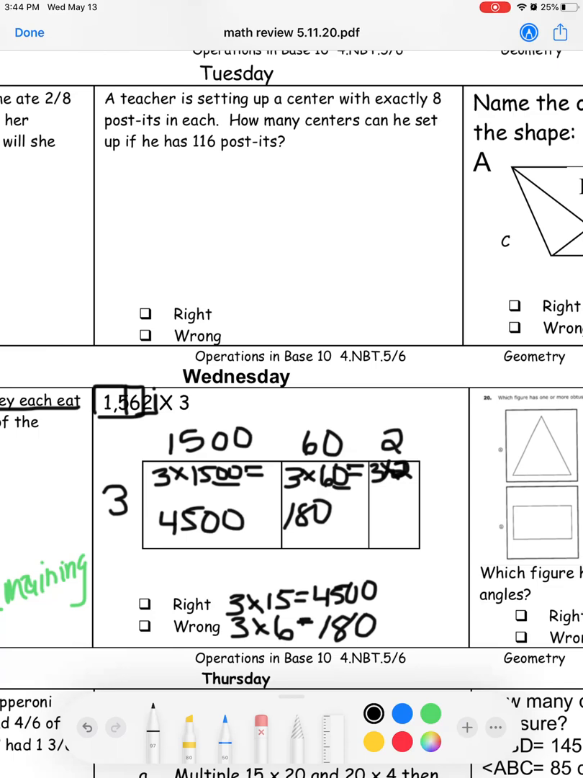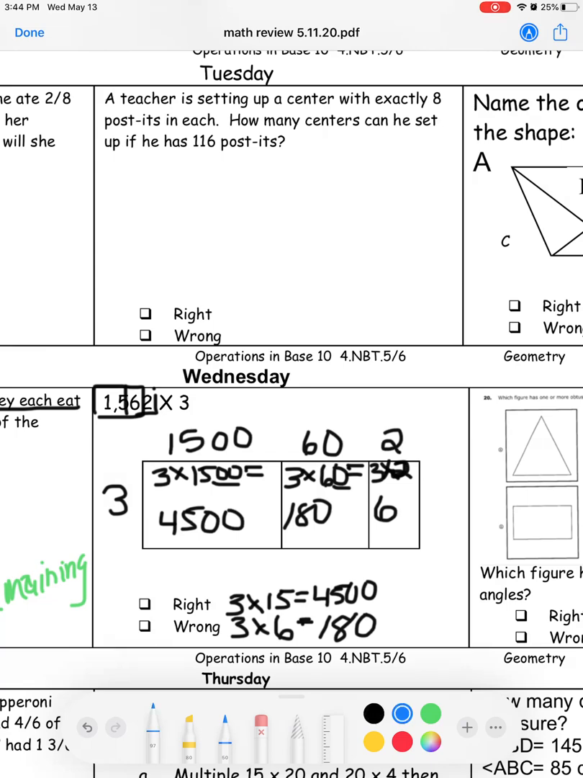And then for my last problem, it's 3 times 2. We all know our math facts for 3 and 2. 3 times 2 gives us 6. So the last step, we're not done. We have to add up the sums of each of the boxes in our area model. So I'm going to do that for you really quickly.